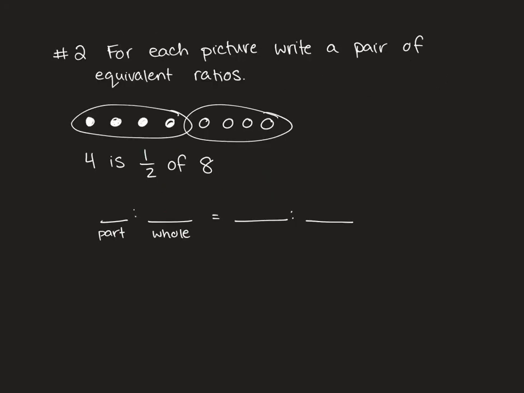For question number 2, they're going to ask us for each picture, write a pair of equivalent ratios. So they've shown us a picture where we've said 4, that's the shaded dots, is 1/2 of 8, that's the total number of dots. So we need to write our two ratios out. So we're looking at a part to whole ratio. So for the first ratio, we would put 4 to 8, and our second ratio would be 1 to 2. So we're kind of looking at our shaded and unshaded, and then our shaded groups and unshaded groups.